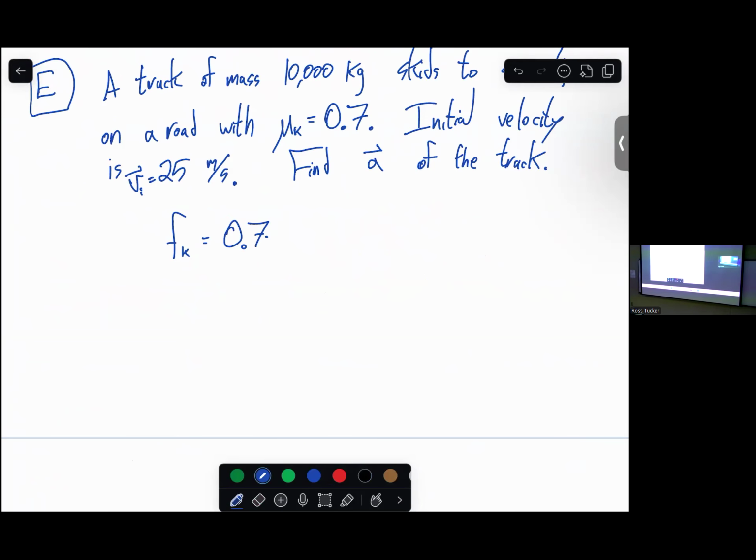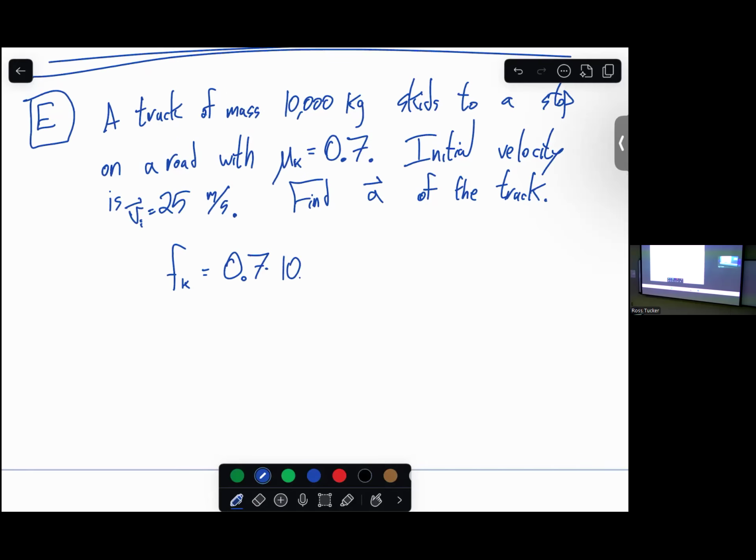The weight force is what formula? mg. All right, so there's the kinetic friction force. Any other things acting on the truck to slow it down? Any springs, any other horizontal, vertical surfaces exerting normal force, any ropes attached to this that I described? No, this is the only thing acting on the truck.